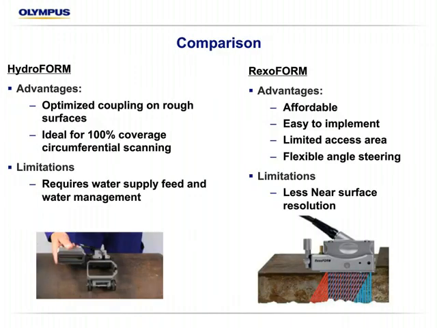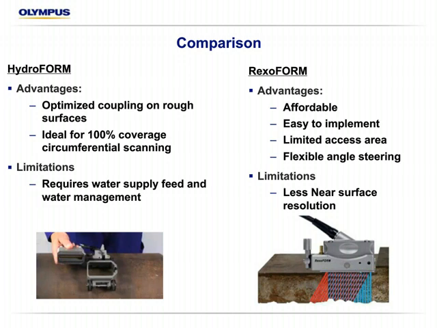So, just the comparison between the Hydroform and the Rexolite before we go on, because it's really water versus a hard wedge. The Hydroform has optimized coupling on rough surfaces because we use water, and it's really ideal for 100% coverage circumferential scanning. If you have a lot of scanning to do around pipes, this coupled with an automatic or semi-automatic scanner is a very reliable solution, but it does require water management. We feed that water into this chamber, and that water does come out onto the part, obviously to wet it for the ultrasonics, and some of that's going to leak and go somewhere. So you do have to have a water management system. It's not an excessive amount of water, but it is something that needs to be managed.